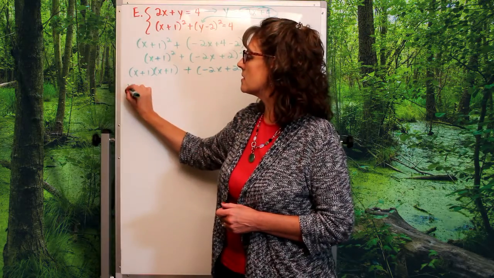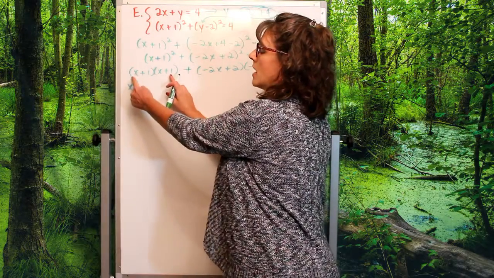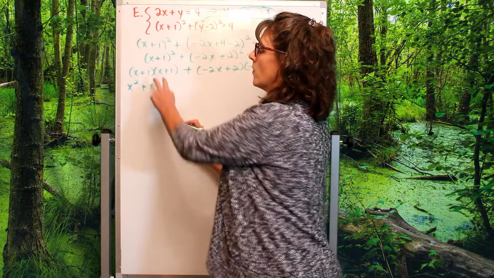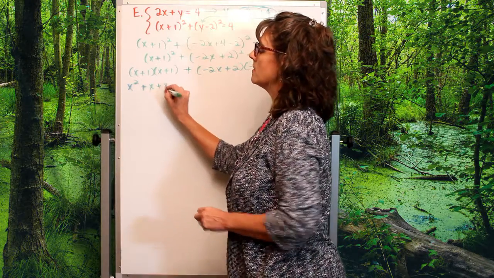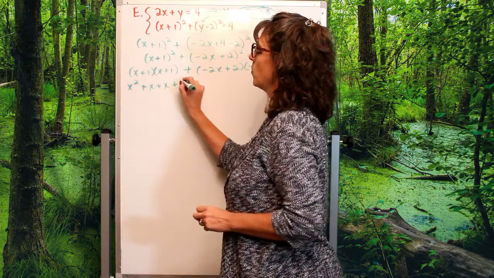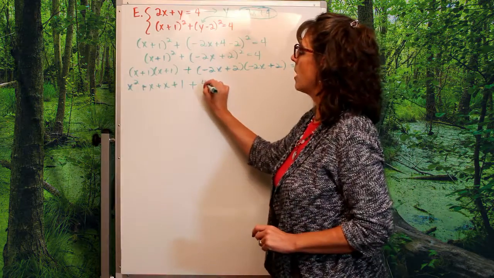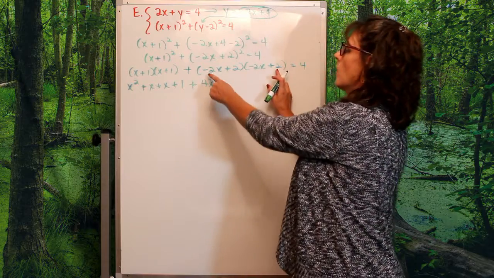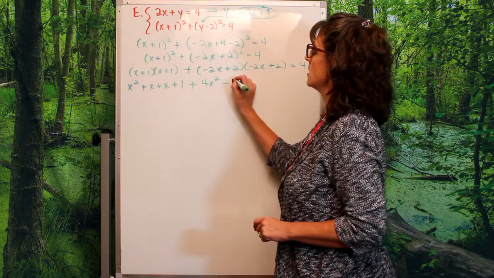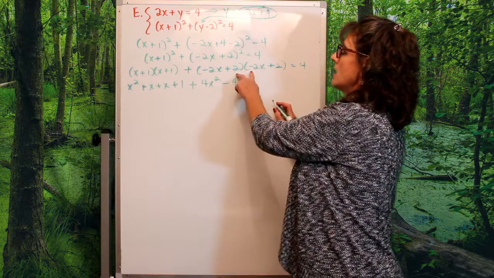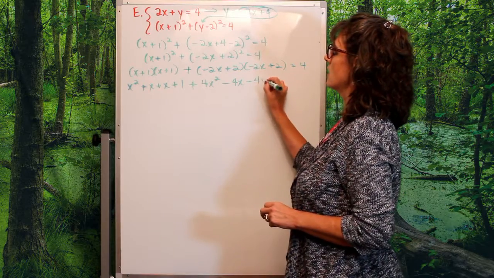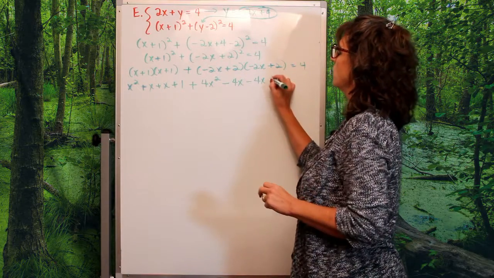Now when I FOIL this, x times x is x squared. On the outside here, I will get 1x. On the inside here, I will get 1x. And in the back, 1 times 1 is 1. Now, here, negative 2x times negative 2x is a positive 4x squared. On the outside, negative 2x times 2 is a negative 4x. On the inside, 2 times negative 2x is a negative 4x. And in the back, 2 times 2 is 4.